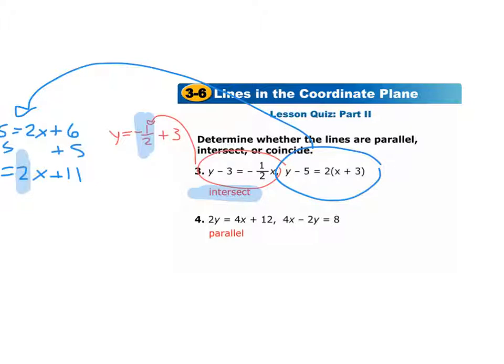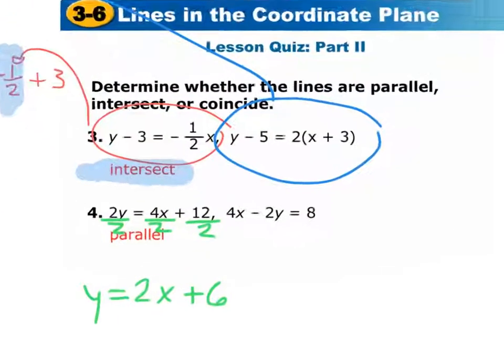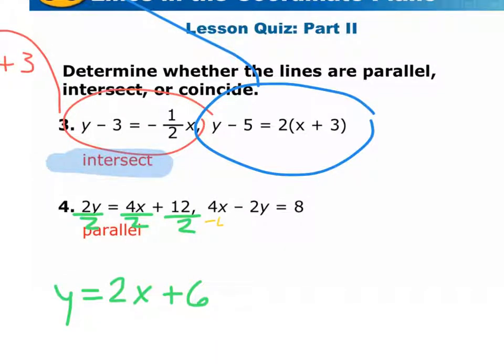We have 2y is equal to 4x plus 12. To get the y by itself, we divide everything by 2. So we have y is equal to 2x plus 6. And then our second equation, we have 4x minus 2y is equal to 8. We can subtract the 4x from both sides, and we get -2y is equal to -4x plus 8. Now we can divide by -2.